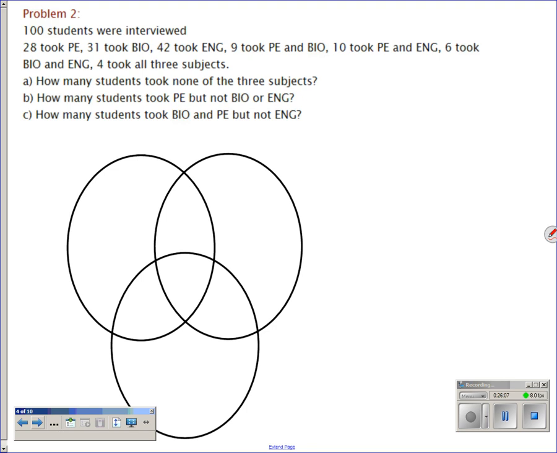That can be overwhelming on its own, but if we have diagrams to split it up, we're good. So look, we have 3 subjects, right? PE, biology, and English. Okay.